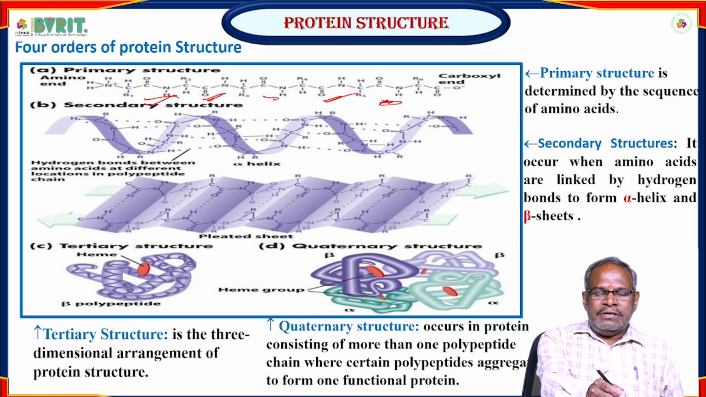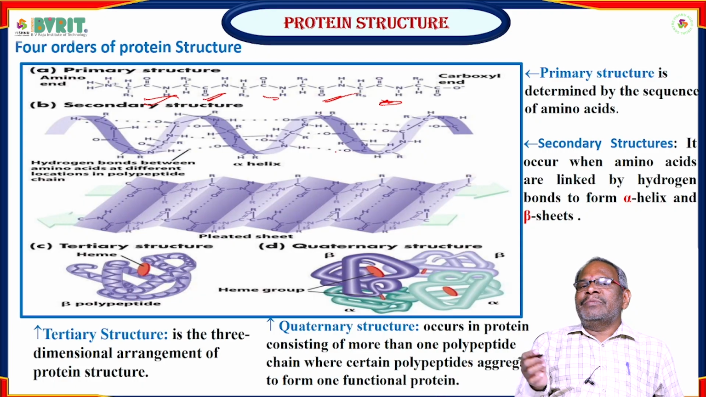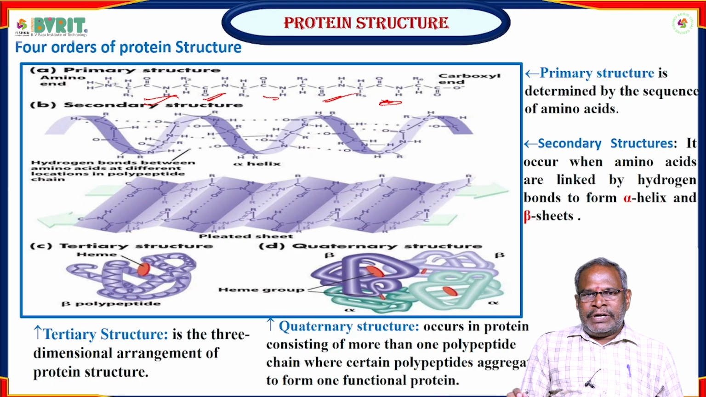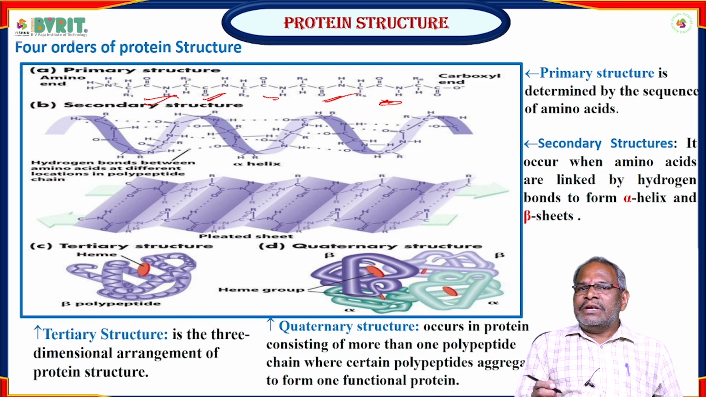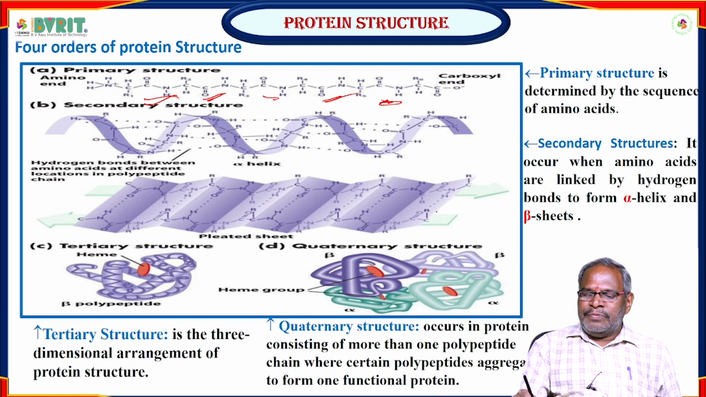Coming to the secondary structure, it contains the folding or twisting of the primary structure of the protein. There are two forms: one is the alpha helix form, and the other is the beta pleated sheet form. This is the beta pleated sheet form, and this is the alpha helix structure.